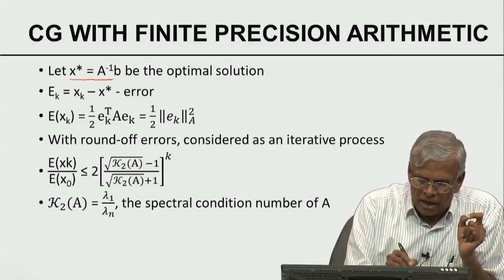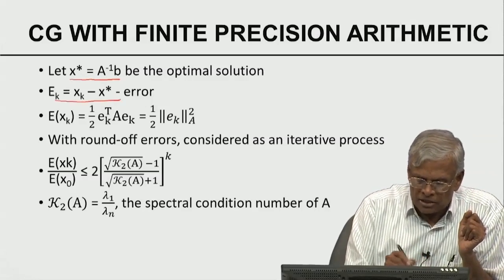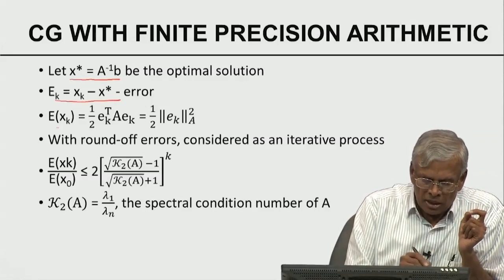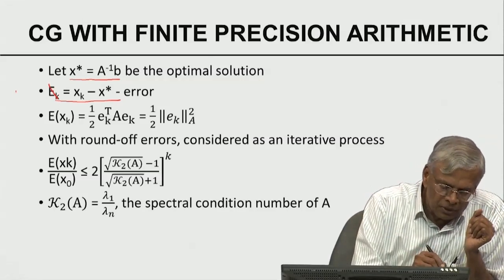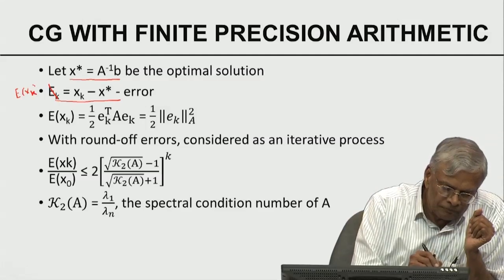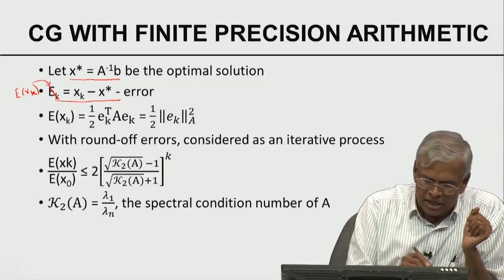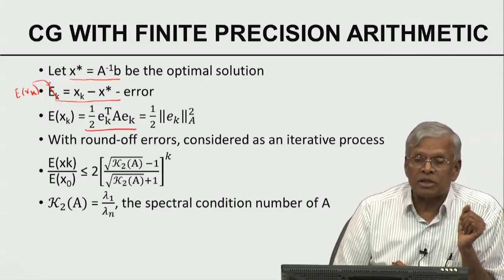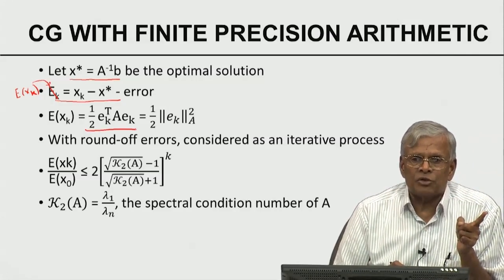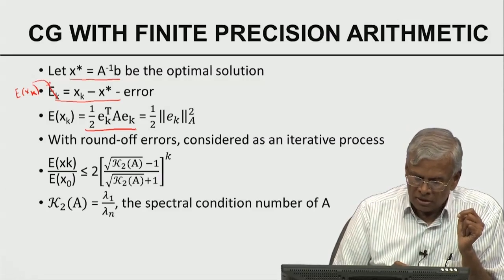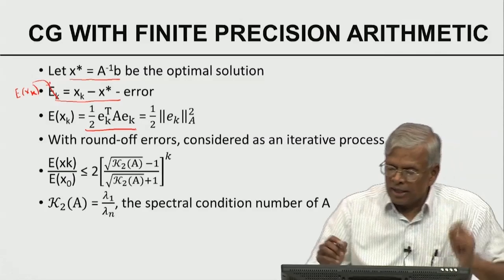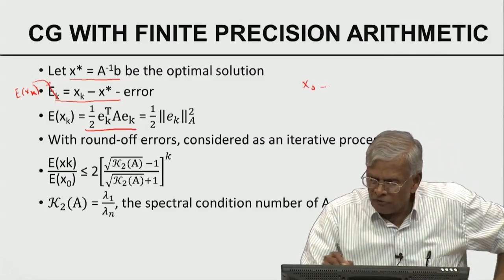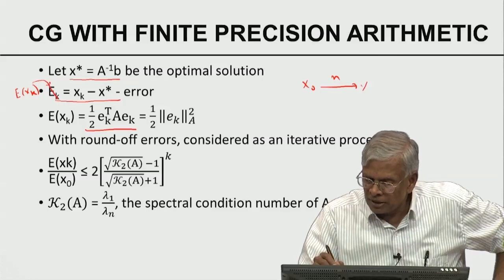Therefore, if x star is the optimum solution, and e k is the error, it can be shown this must be e of x k. The e of x k is given by this quadratic function, much like the e of x k that we used in the gradient method. So, when there is a round of errors, what happens? You start at x naught. You perform n steps, you come to x star.